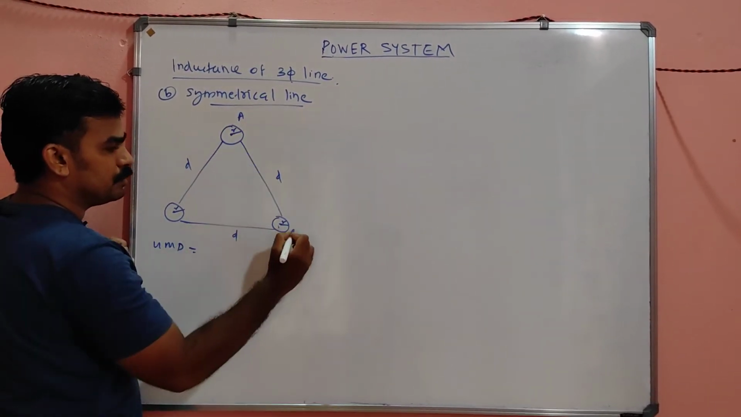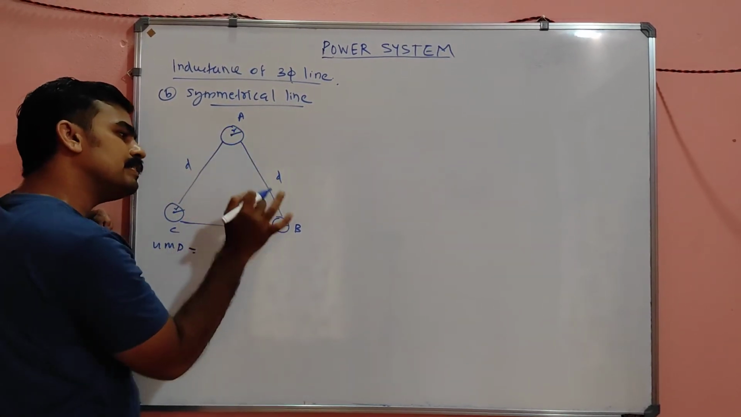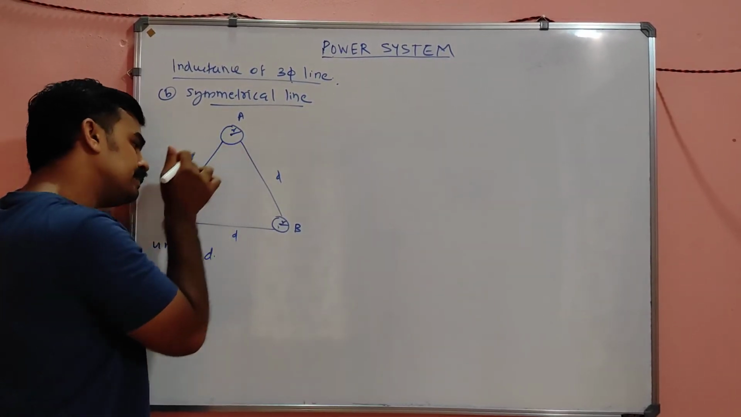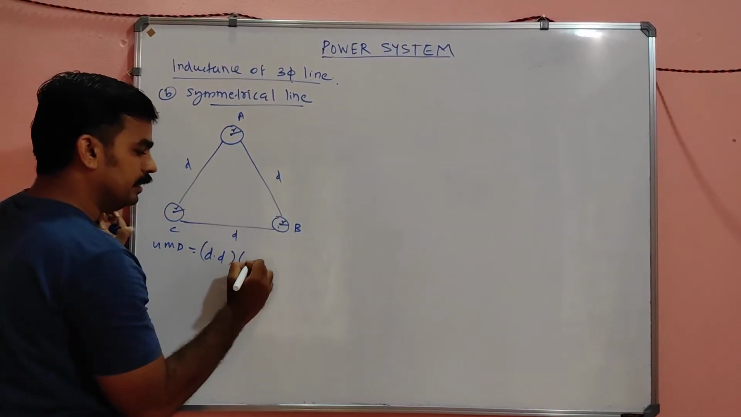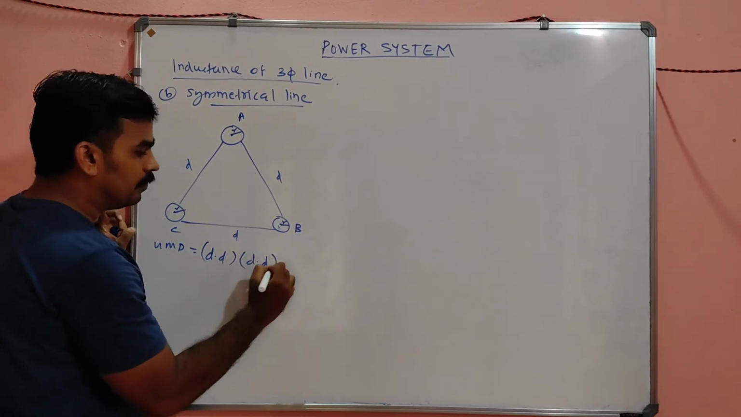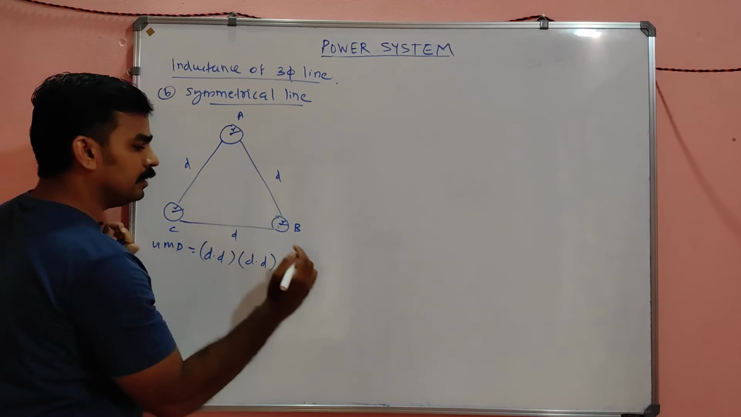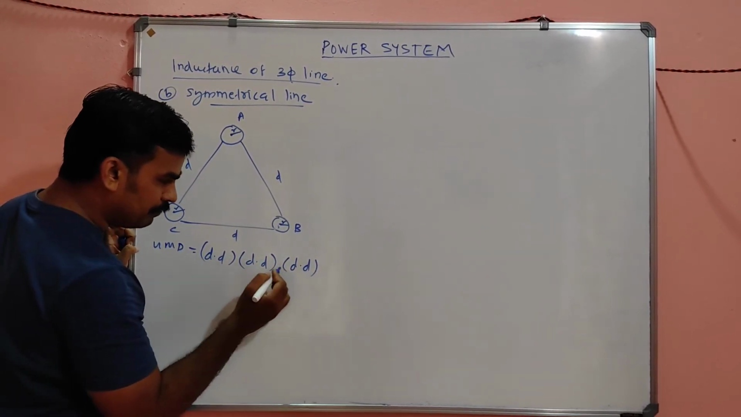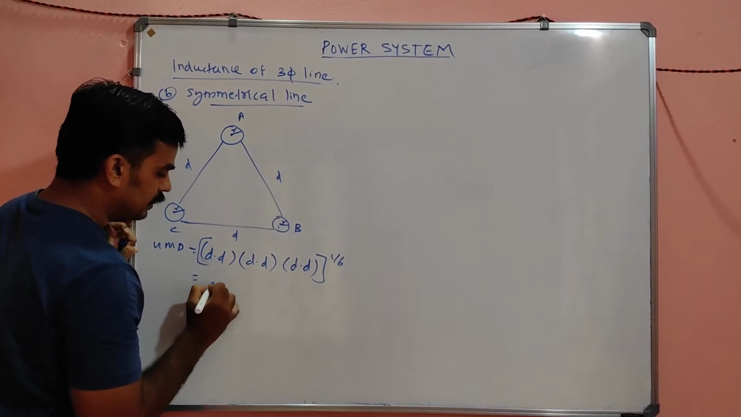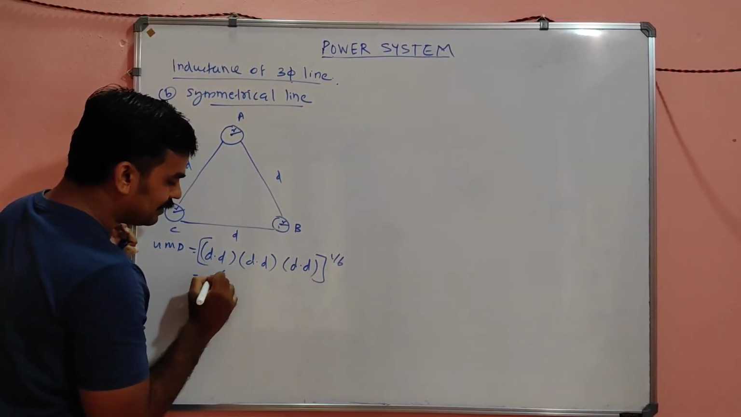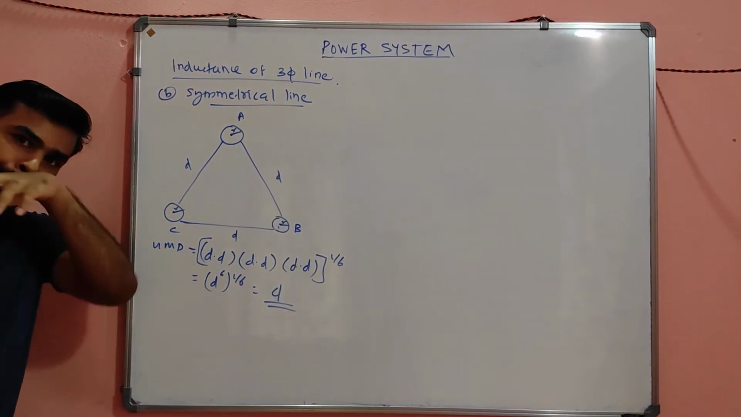Focus on conductor A. Suppose this is A, B, C, the 3 phases. Distance with the others is D. Focus on B: distance with the others is D, D. Focus on the third conductor: distance with the others is D, D. How many terms? 1, 2, 3, 4, 5, 6. The whole raised to 1 by 6, simply D to the power 6 raised to 1 by 6, simply D. That is the beauty.